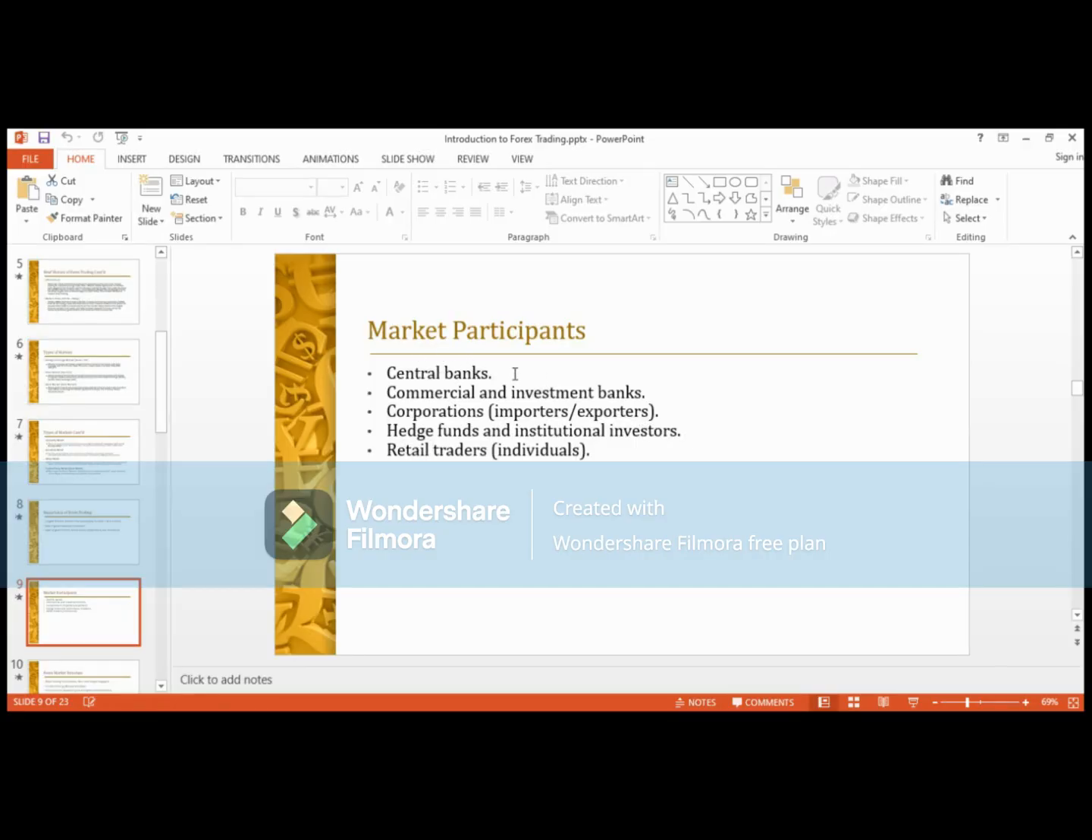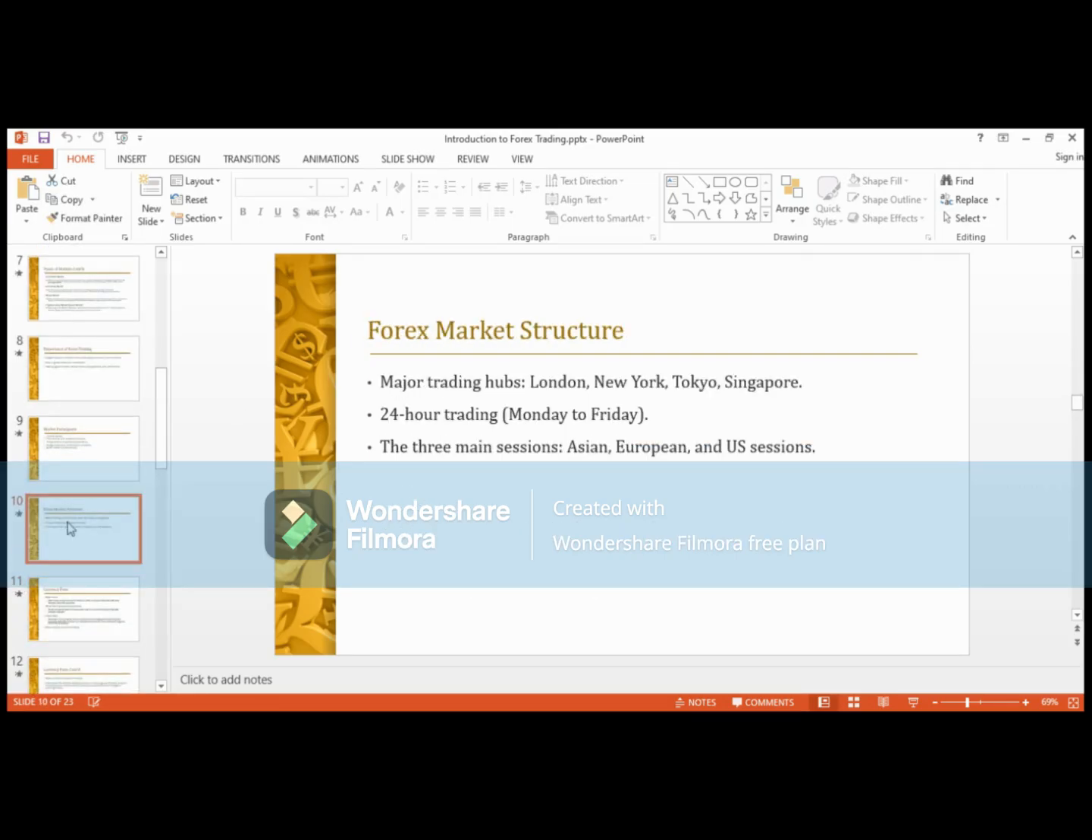The central banks are the banks which control the economy of a country. For example, in Ghana we have the Bank of Ghana. In the US we have the Bank of America, and in the UK they have the Bank of England. Is it Bank of London? I think I have to check it.